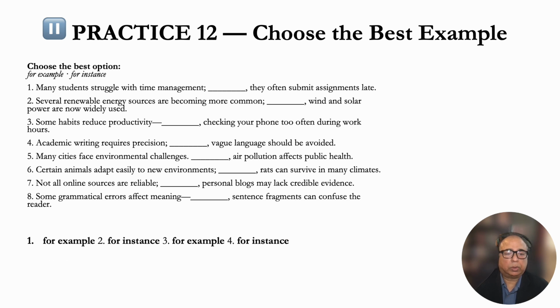All right, so 1 is for example, 2 is for instance, 3 is for example, 4 is for instance, and then 5 is for example, 6 is for instance, 7 is for example, 8 is for instance. There isn't really any difference, just so you're not confused. You could use them interchangeably. Like many students struggle with time management. You could say, for example, they often submit assignments late. You can also say, for instance, they often submit assignments late. So they're the same. All right?